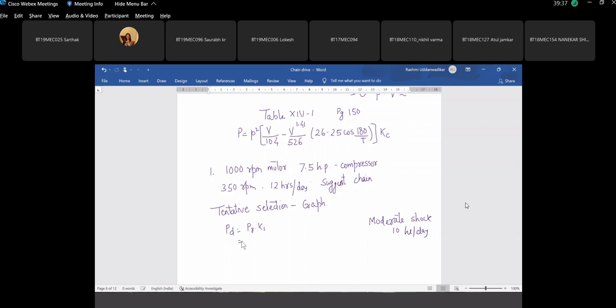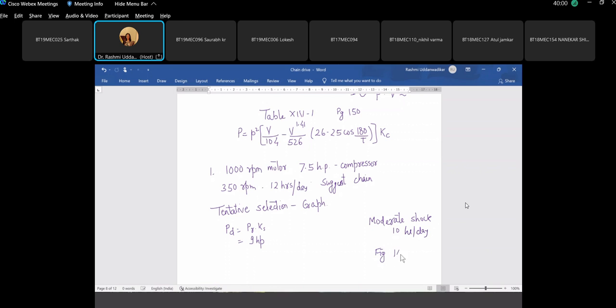Give me the value of PD. 9 HP. Abhi, this is running at 1000 RPM, 9 HP single strand. Refer next page, figure 14.1, page 152.